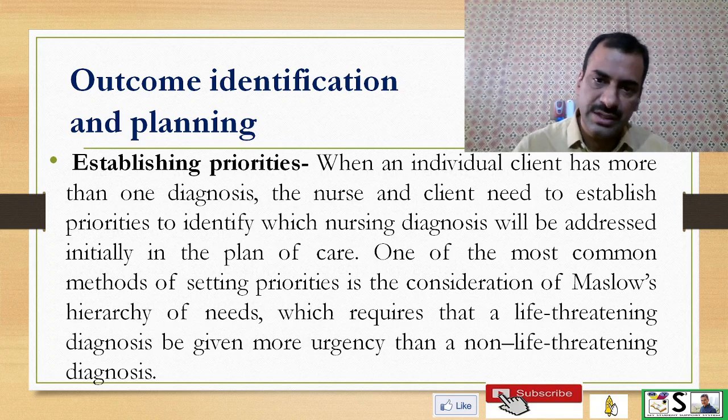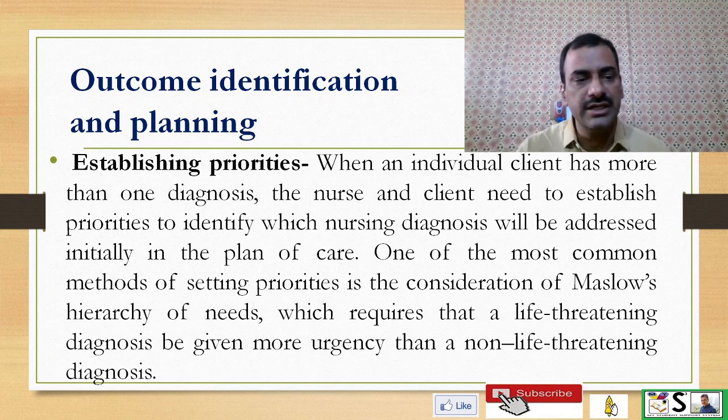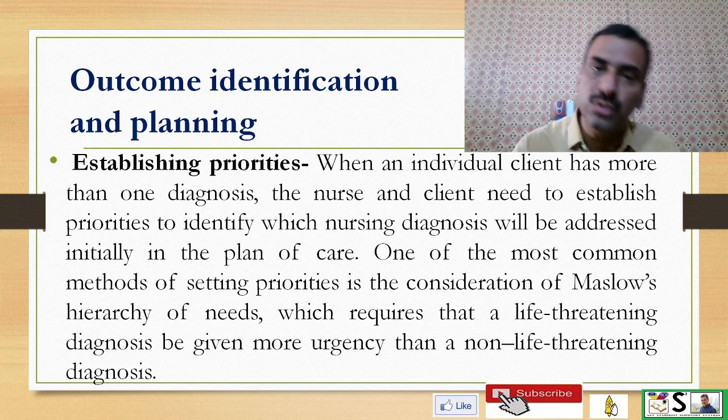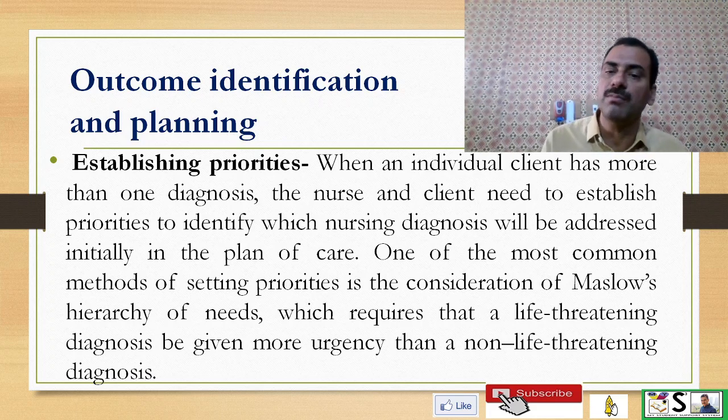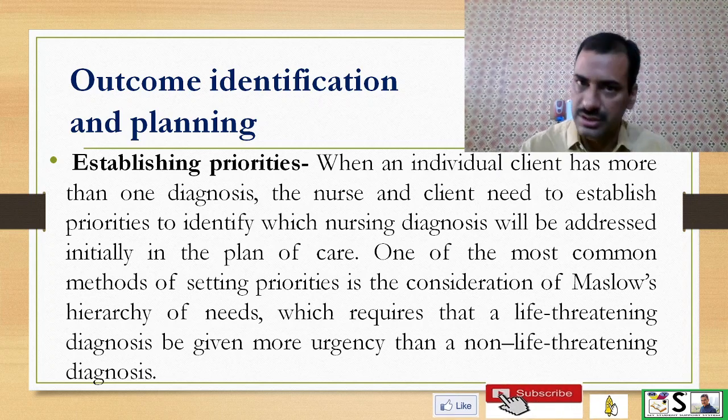Establishing priority. When an individual client has more than one diagnosis, the nurse and the client need to establish priority to identify which nursing diagnosis will be addressed initially in the plan of care. One of the most common methods of setting priority is consideration of Maslow's hierarchy of needs, which requires that life-threatening nursing diagnoses be given more urgency than non-life-threatening diagnoses.